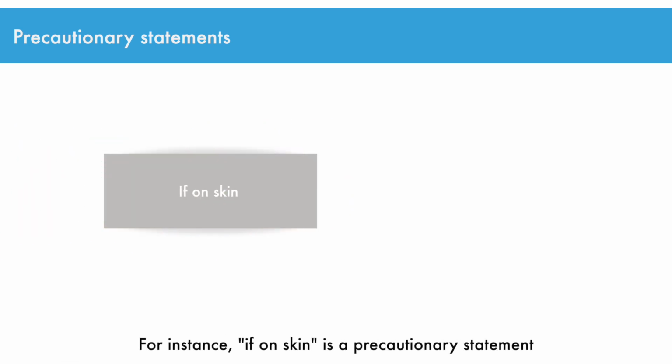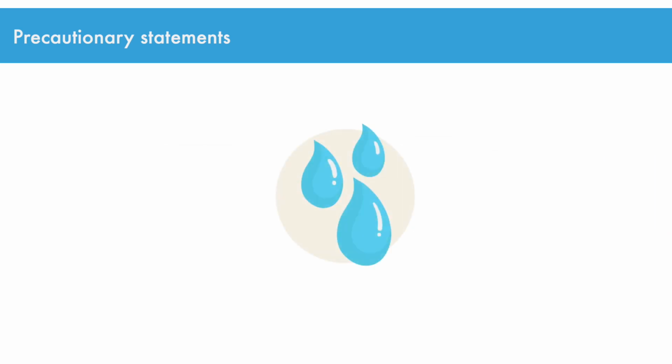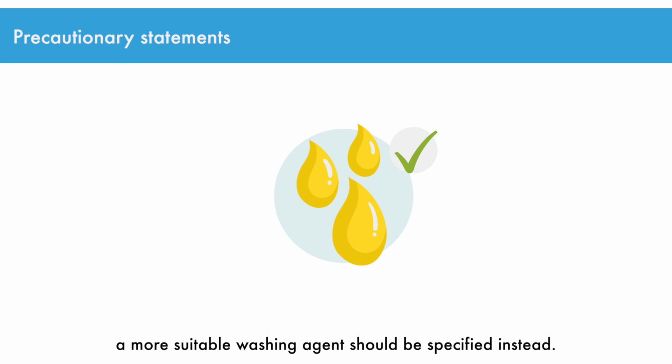For instance, if on skin is a precautionary statement, then need further specification, such as by adding the precautionary statement, wash with plenty of water. If water is not appropriate, a more suitable washing agent should be specified instead.